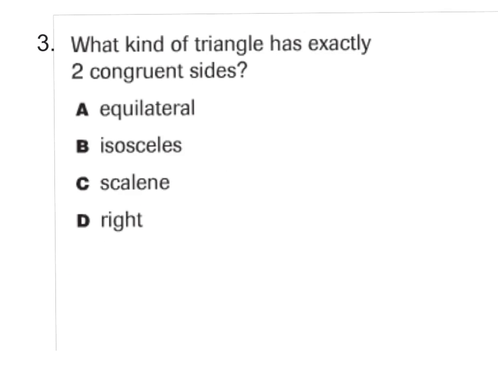For question 3, we have to remember about our triangle classification. This question says, what kind of triangle has exactly 2 congruent sides? Look at your 4 choices and press pause.